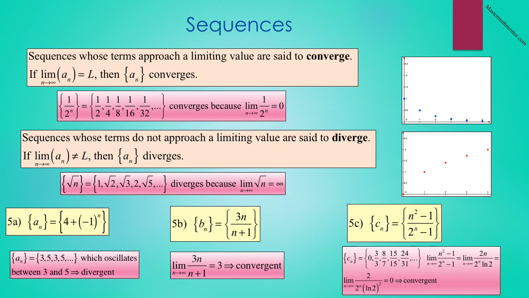Looking at the limit as n approaches infinity of n squared minus 1 over 2 to the n minus 1, we get infinity over infinity, and when we apply L'Hopital the first time, we get the limit as n approaches infinity of 2n over 2 to the n times natural log of 2. We apply L'Hopital one more time, and we get the limit as n approaches infinity of 2 over 2 to the n times the natural log of 2 squared. And that is 0, meaning that this is a convergent sequence.